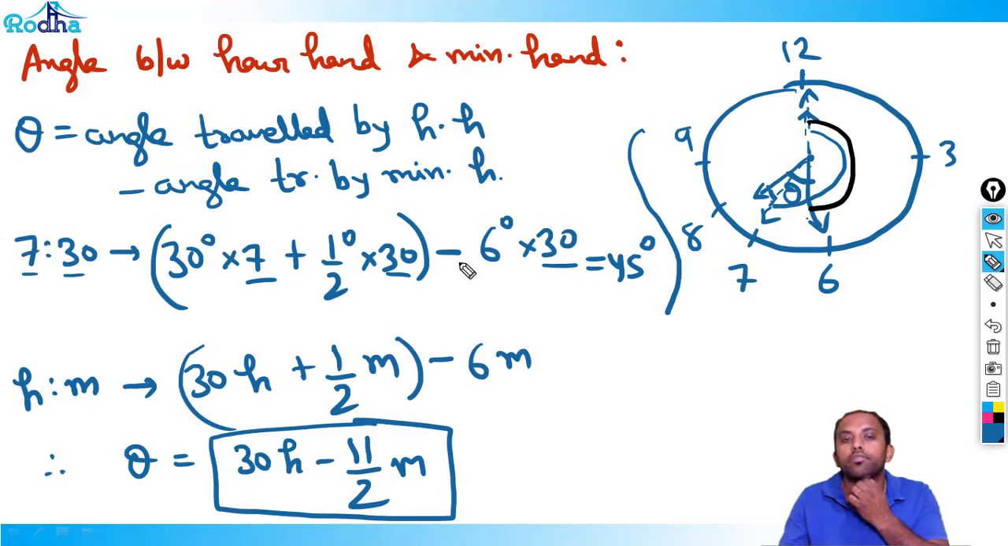But this derivation is very important for any other clock if it comes in the question, like the clock is divided into 24 parts or 36 parts, or the clock is in the shape of a quarter circle or semicircle, like that. That derivation will be very useful. You can straight away do it like that.